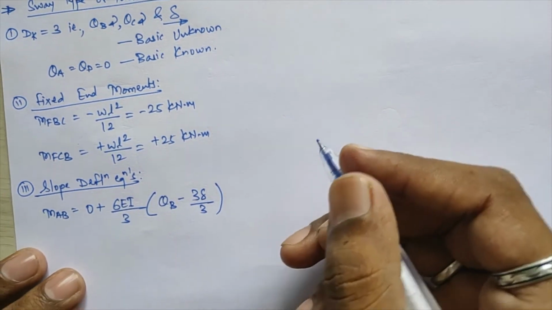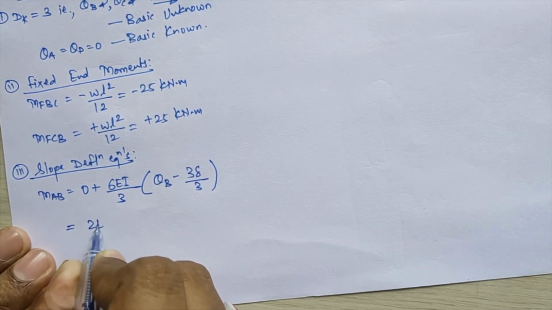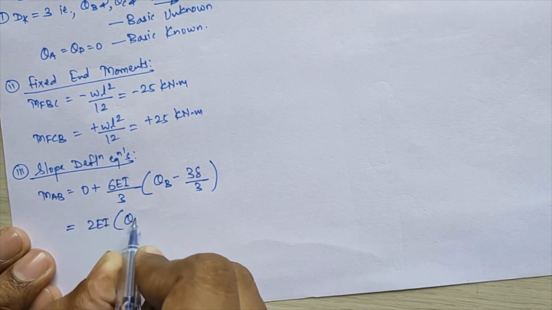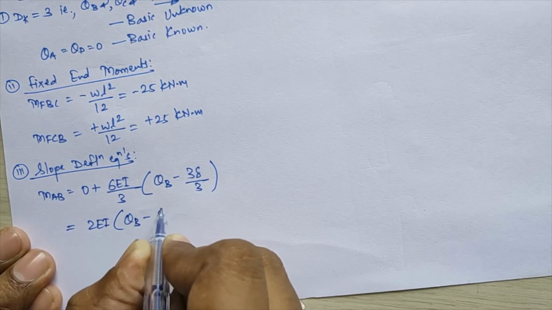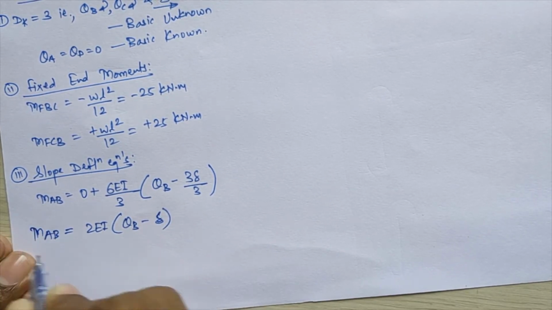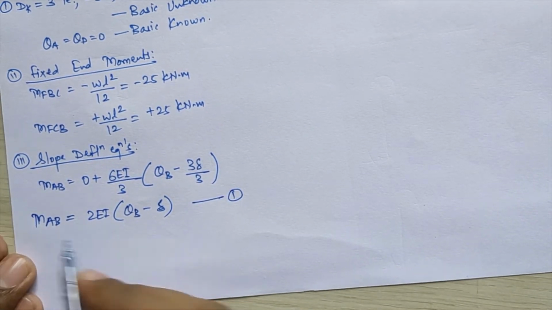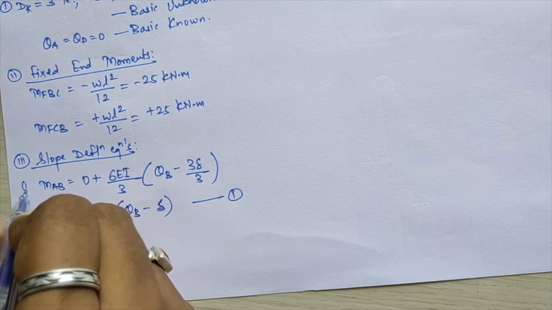Okay, so if I simplify this, I'll get this equal to 2 times EI into bracket theta B minus delta. Okay, so this will be my equation for MAB. I'll call it equation number 1. Now this will be my first equation.